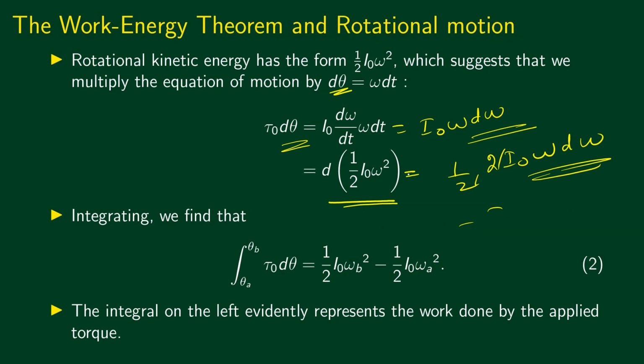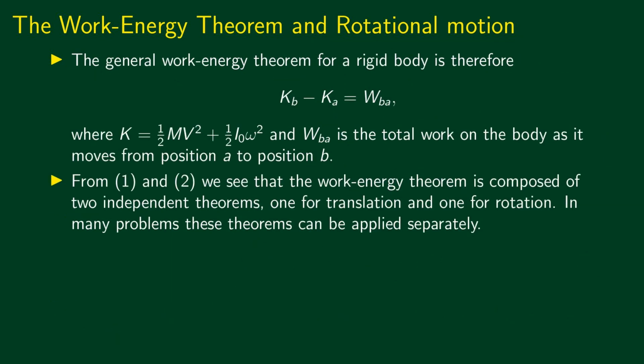It's exactly analogous to the case of translational motion, so we don't have to worry too much. Now what is this? This is the total work done by the applied torque. So the general work energy theorem can be written as K B minus K A is equal to W BA, where W BA is the total work done on the body, in translation and rotation, due to the force and torque. The left side is the change in the total kinetic energy, half m v square plus half I0 omega square. Kinetic energy is a scalar quantity, so we just add them up to get the total kinetic energy.